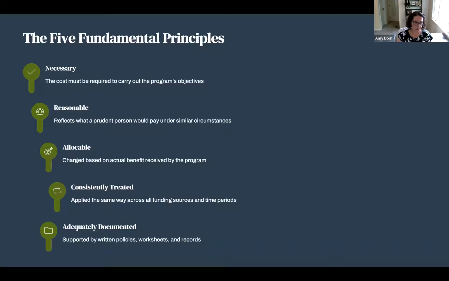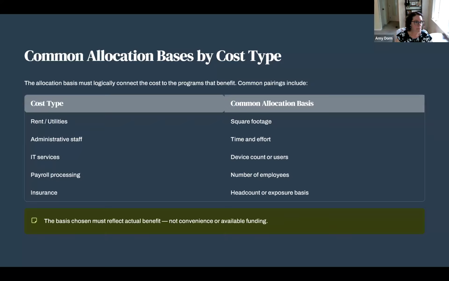And then adequate documentation. There needs to be written policies. If it is an allocation methodology that's based on square footage, there should be documentation of how that was determined. If it's based on FTE, there needs to be worksheets and documentation on how that was determined, timesheets, and that sort of thing. Okay. All right, so here are the very common allocations that we see.